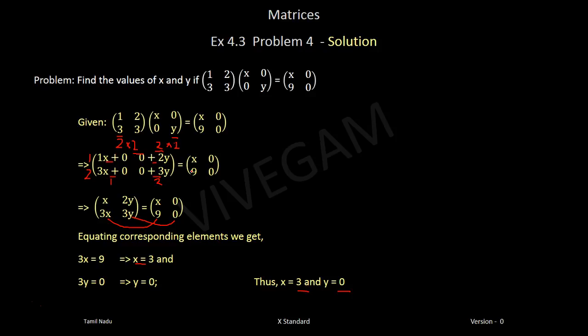As the matrices are equal, their corresponding elements are equal. So in this case, 2y will be equal to 0 or 3y will be equal to 0. You can take either one. In both cases, y will be equal to 0, and 3x will be equal to 9. There is no point equating x and x because x equal to x is true, but it is not going to get you the value of x. So we have to equate 3x equal to 9, from which you can get the value of x. Okay, so this is how this problem needs to be worked out.